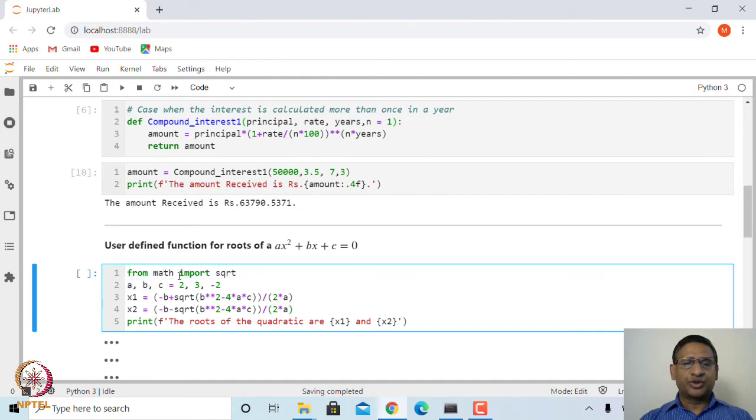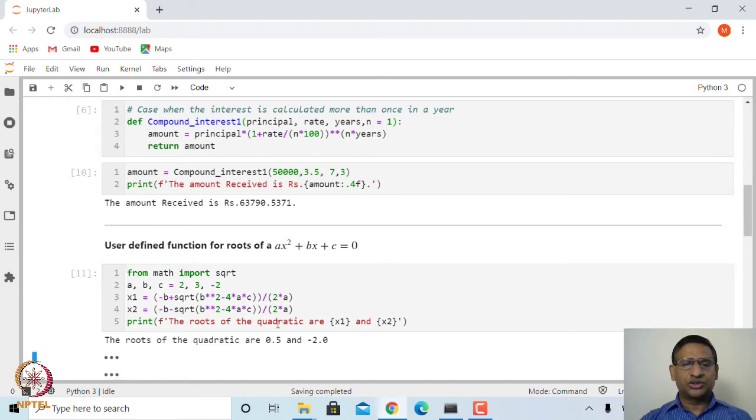So, we are first importing this square root from math module, and suppose a, b, c is equal to 2, 3, minus 2 respectively. So, a is 2, b is 3 and c is minus 2. So, we are looking at 2x square plus 3x minus 2 is equal to 0, and the roots are x 1 is equal to minus b plus square root b square minus 4 ac upon 2a, and x 2 is minus b minus square root b square minus 4 ac upon 2a, and then we can print what are the roots. So, let us execute this.